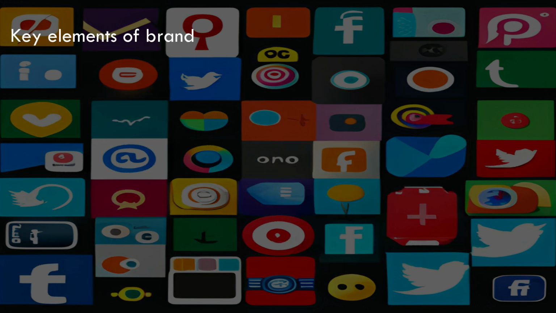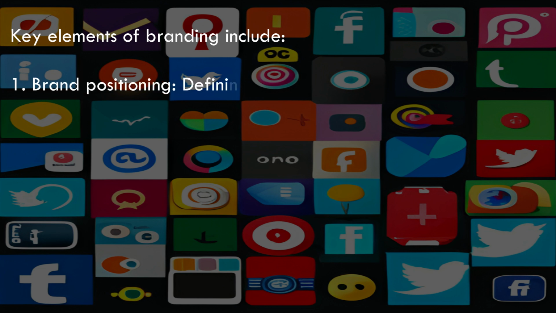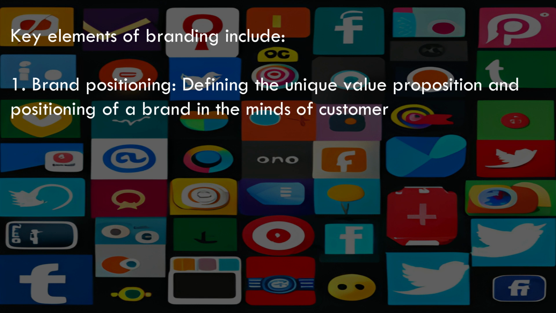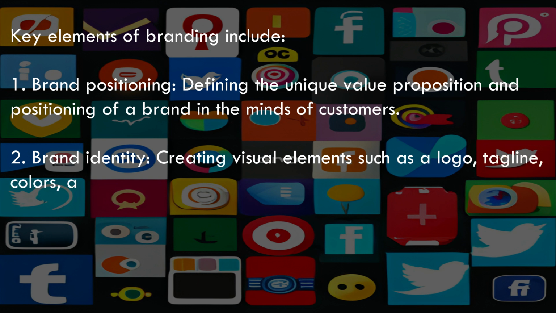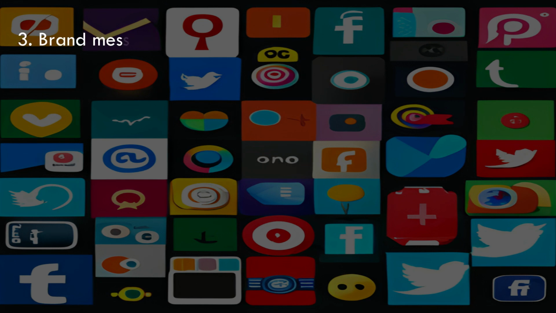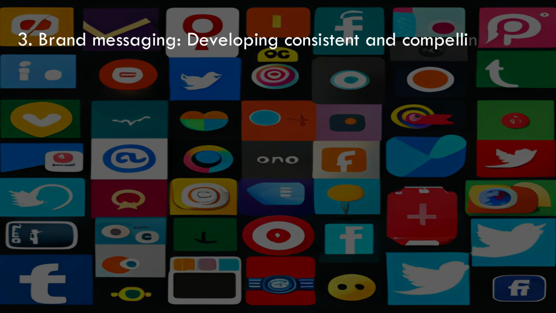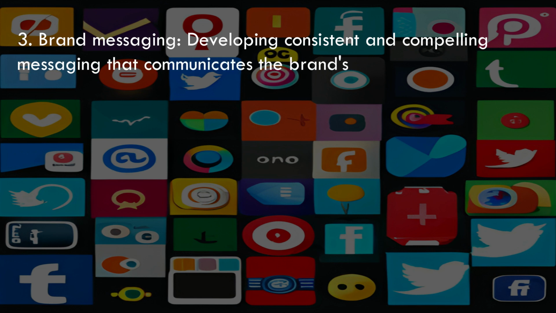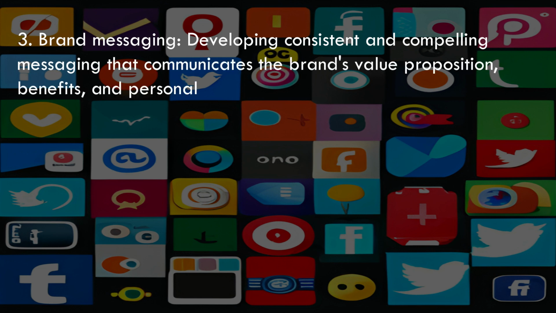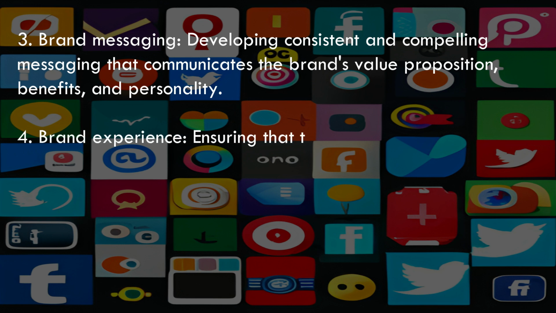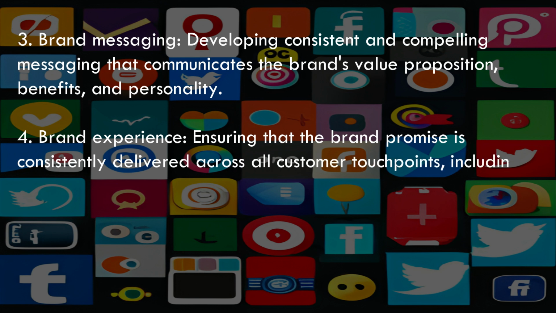Key elements of branding include 1. Brand positioning, defining the unique value proposition and positioning of a brand in the minds of customers. 2. Brand identity, creating visual elements such as a logo, tagline, colors, and other brand assets that represent the brand. 3. Brand messaging, developing consistent and compelling messaging that communicates the brand's value proposition, benefits, and personality. 4. Brand experience, ensuring that the brand promise is consistently delivered across all customer touchpoints, including products, services, customer interactions, and brand communication.